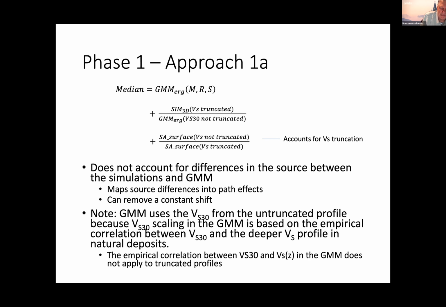Then we have to have something to account for that truncation. So we're back to scale factors on how the response spectrum changes if we had not truncated it versus truncating it. This doesn't, though, account for differences between the sources in the simulations and the ground motion model. If there is a difference in the sources, we would effectively be mapping it into what we're calling here the path terms.